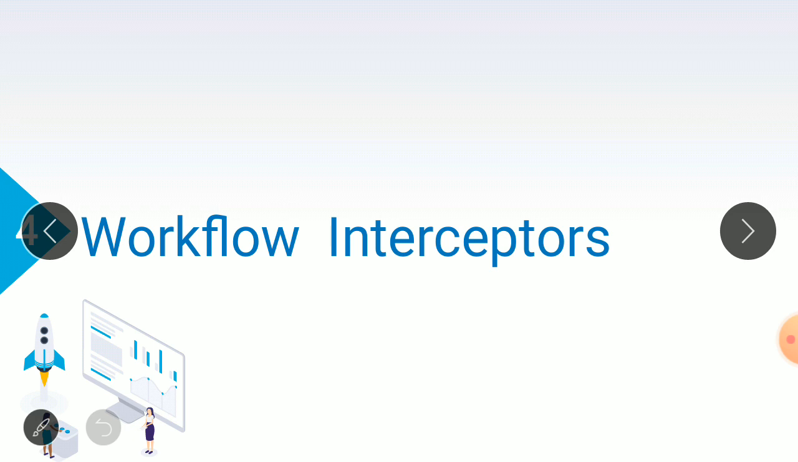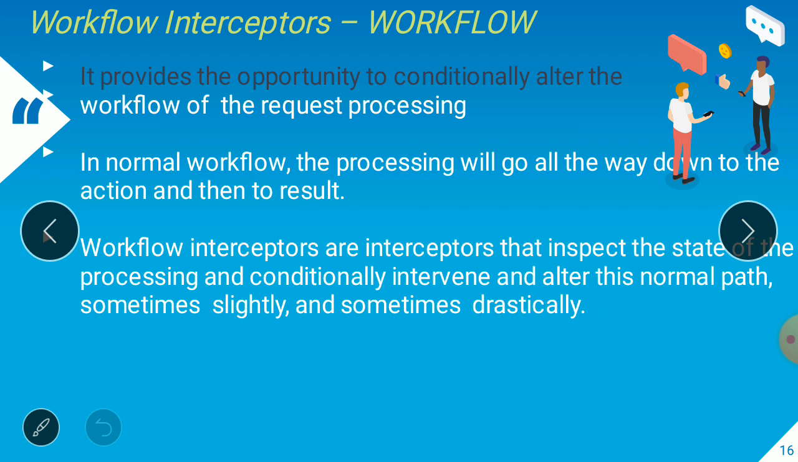Now we are going to see about the workflow interceptors. This workflow interceptor provides the opportunity to conditionally alter the workflow of the request processing. When there is request processing, we have a workflow. First the invoke method is called, the interceptor's invoke method is called. In recursion it calls the next interceptor, next interceptor, next interceptor. Finally it calls the action itself and it comes back. It does some pre-processing, post-processing. We have a workflow. Now we can change that workflow, but conditionally, not unconditionally.